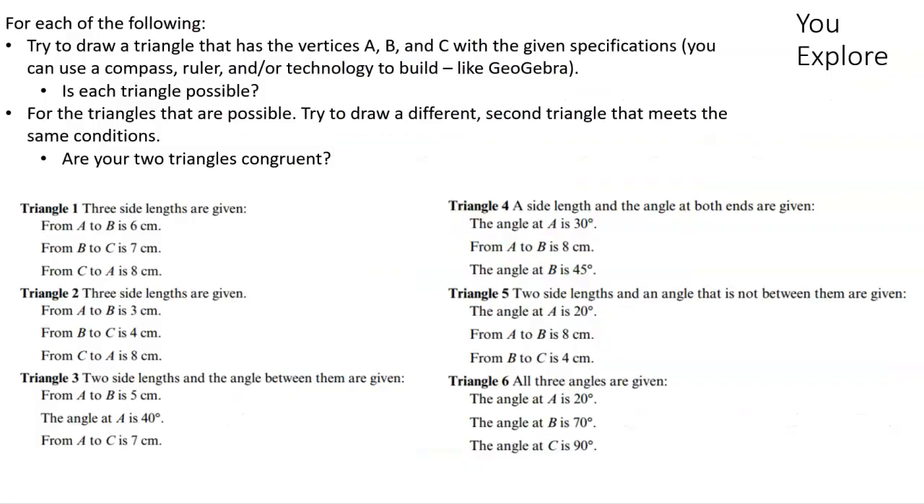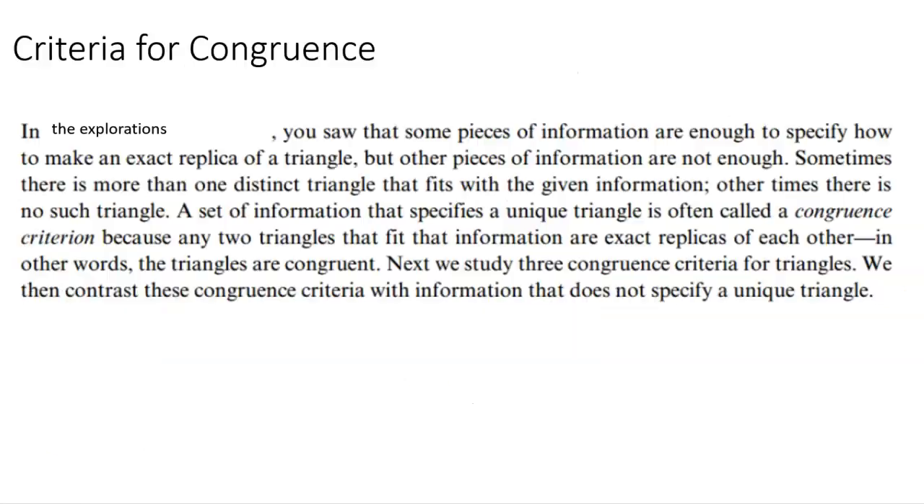So in this one, grab your compass, grab your ruler, or hop into GeoGebra, which is a great tool, and build these triangles and see what happens. And then once you build them, if they're possible, try to draw a second triangle that meets the same conditions and determine if they're congruent. And then press play when you've completed all of that.